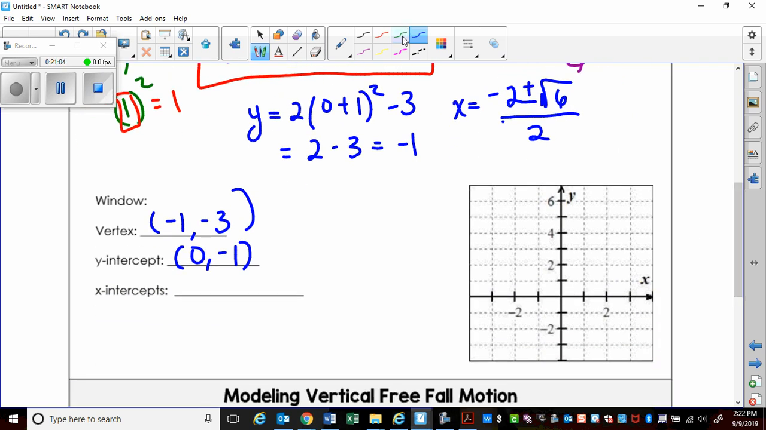And I mean, you can plug that into the calculator. It's approximately negative 2.2250 and positive 0.2250. Check, make sure I'm correct.